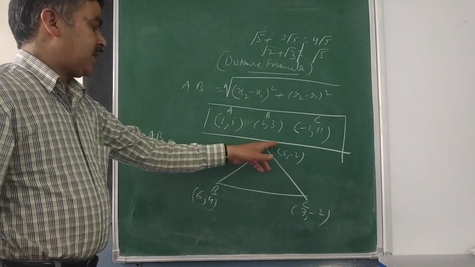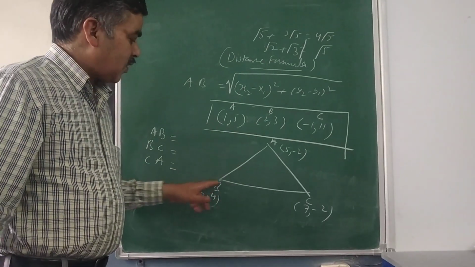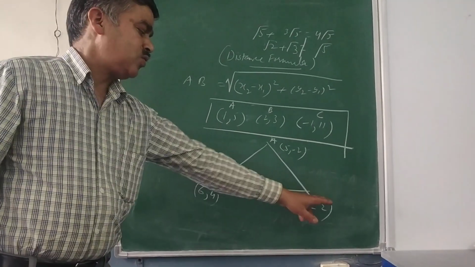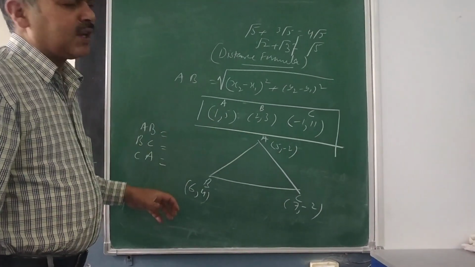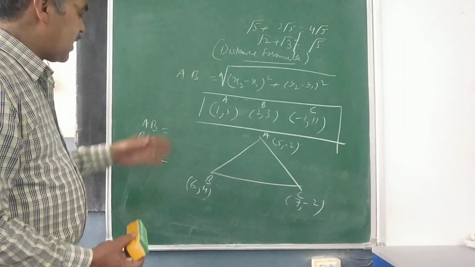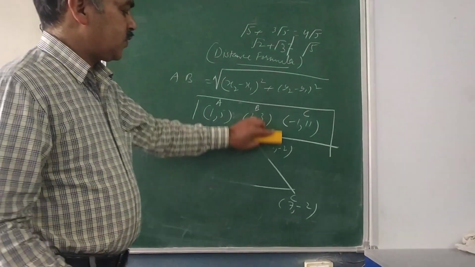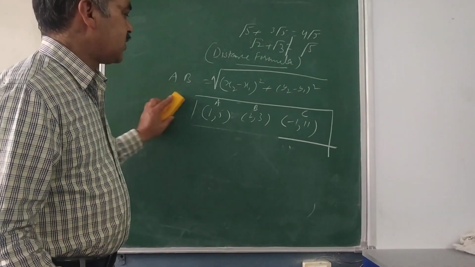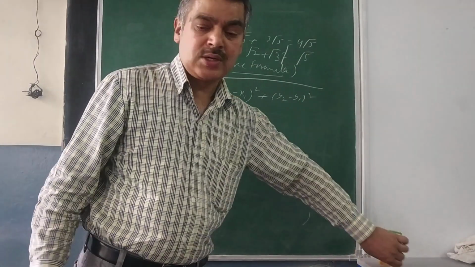Better always write for A and B x1, y1, x2, y2. Then for B and C x1, y1, x2, y2. For C and A x1, y1, x2, y2. With your own convenience, as you like. Keep on finding the distance and then verify the condition. For isosceles, you need to prove that at least two sides are equal. If it is coming, then you can write yes, the triangle is isosceles.